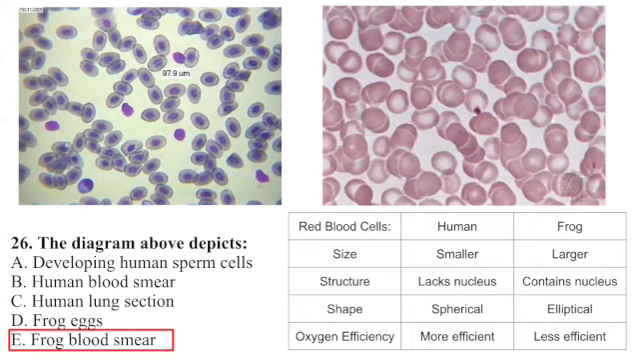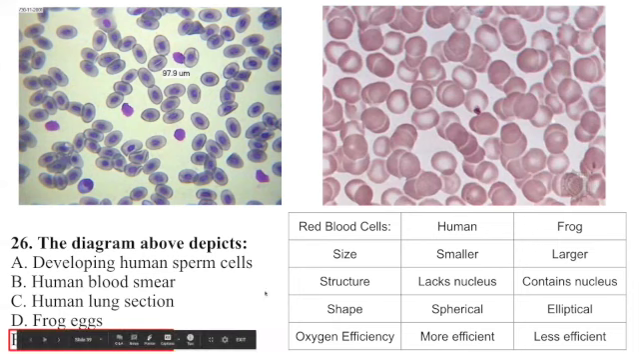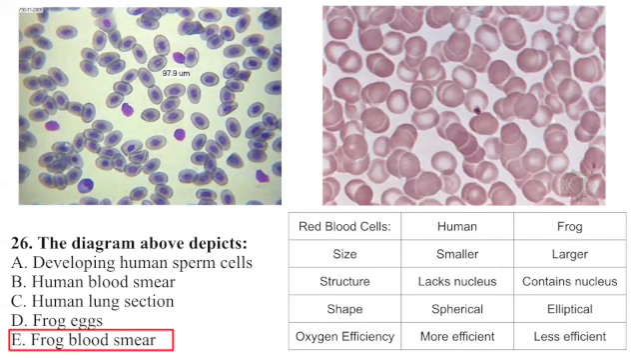C, human lung section. You would think that they wouldn't be so separate, right? You'd have a lot more of a tissue layer look as opposed to individual cells. See, frog eggs are actually pretty ginormous. And so here we're actually looking at a frog blood smear. Frog eggs you can see without a microscope, right? So you knock that one out.